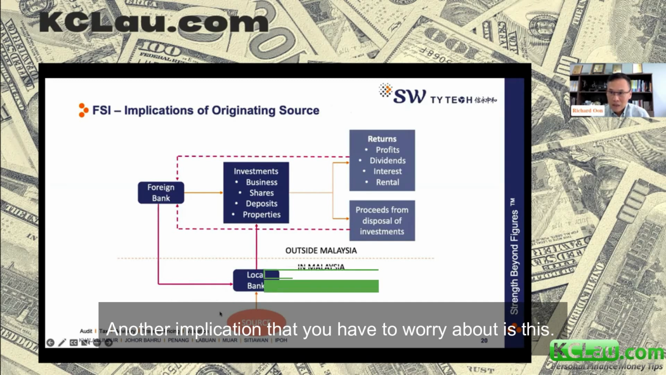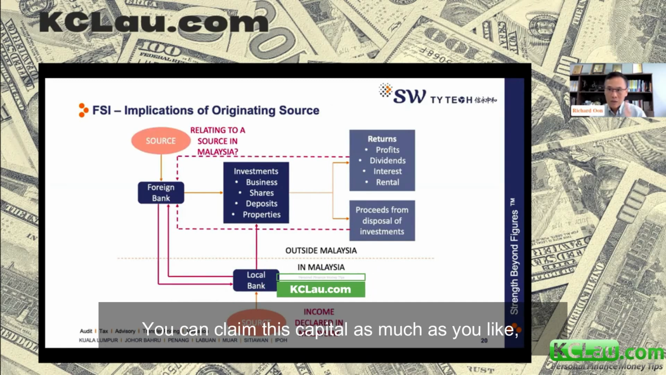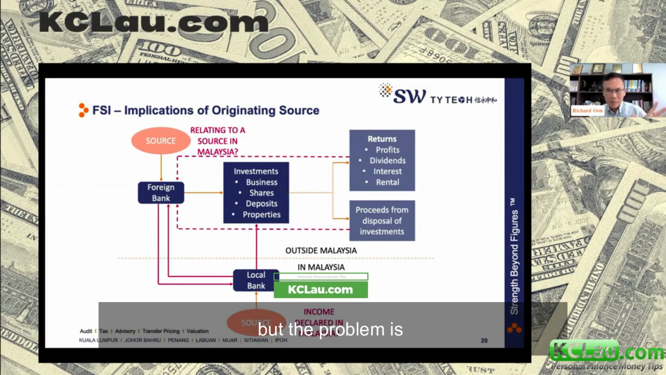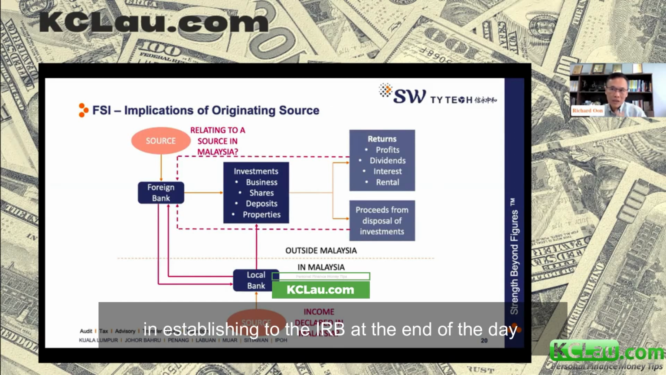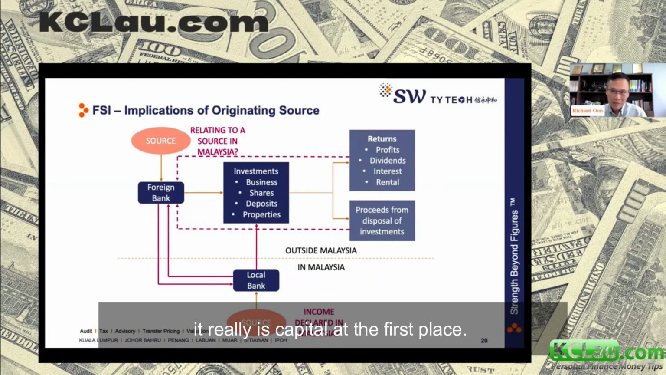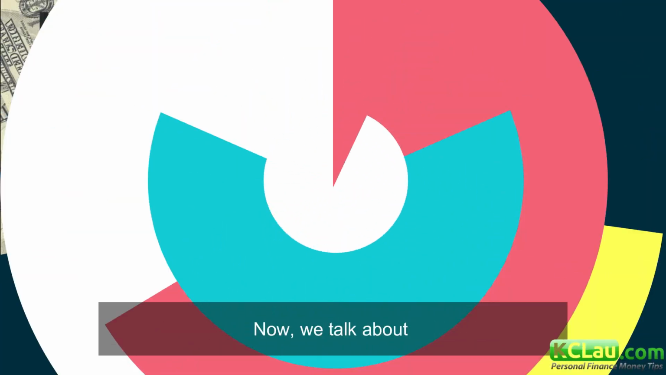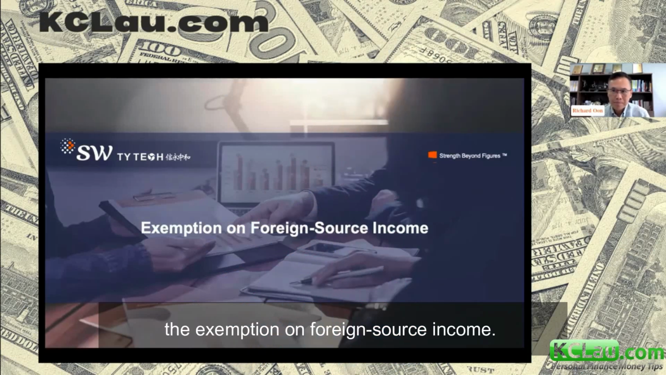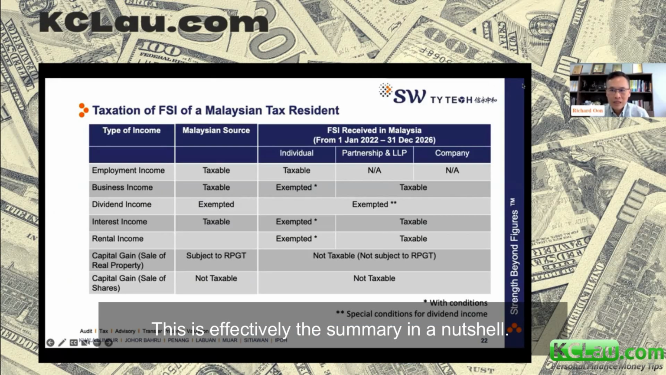Another implication that you have to worry about is this, you can claim it's capital as much as you like, but the problem is in establishing to the IRB at the end of the day, it really is capital in the first place. And did you declare this income to the IRB? Now, we talk about the exemption on foreign source income. This is effectively the summary in a nutshell. Let's look into all this kind of exemption criteria.